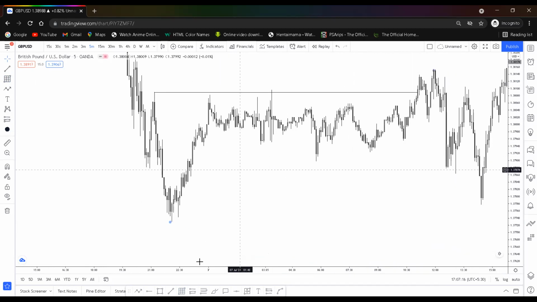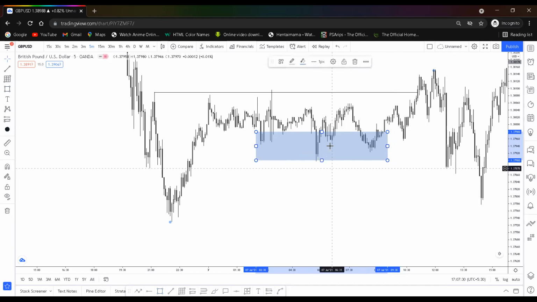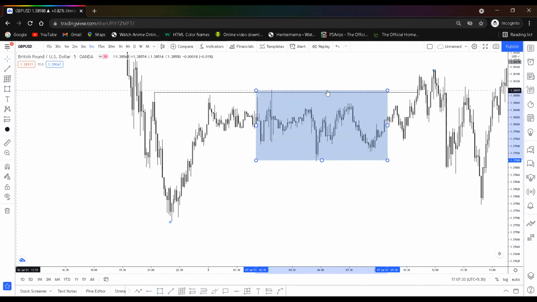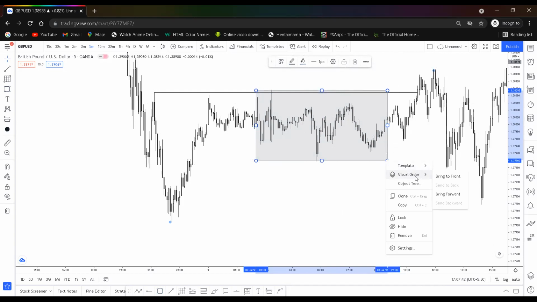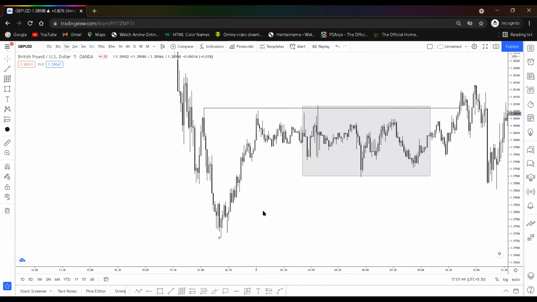I told you this is the Asian range. For me, the Asian range starts at 2:30 a.m. and ends at 9:30 a.m. right here. Now this is the Asian range. And what you should know is that the Asian range itself is an inducement, because the Asian range is accumulating, all of those things. So what I told you is this.